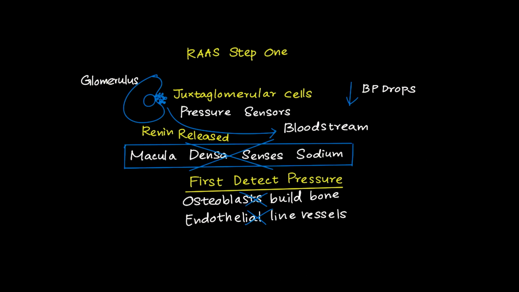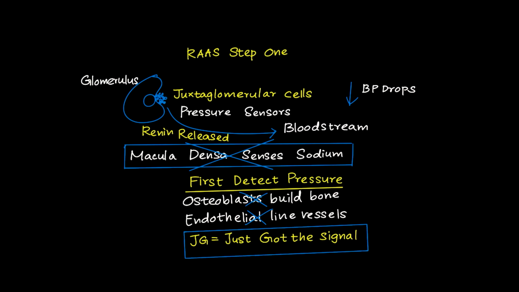Here's a D236 OA exam tip for you. When you see a question about the first step in RAS activation, remember JG stands for juxtaglomerular, which sounds like just got the pressure signal. JG equals just got the signal, renin released.